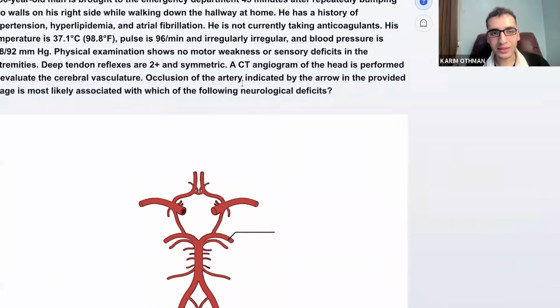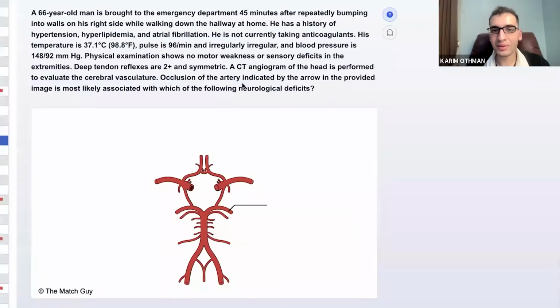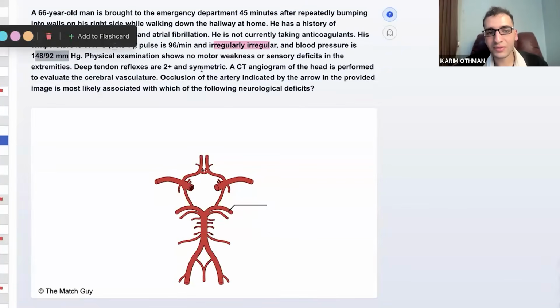This one says a person is brought to the emergency department after repeatedly bumping into walls on the right side while walking down the hallway. He has a history of hypertension, hyperlipidemia, and atrial fibrillation, and he is not currently taking anticoagulants. His temperature is 37, and the pulse is 96, irregularly irregular. Once they say irregularly irregular, I know it's uncontrolled AFib, right? And then his blood pressure is 148. Physical exam shows no motor weakness or sensory defects, and deep tendon reflexes are +2 and symmetric.